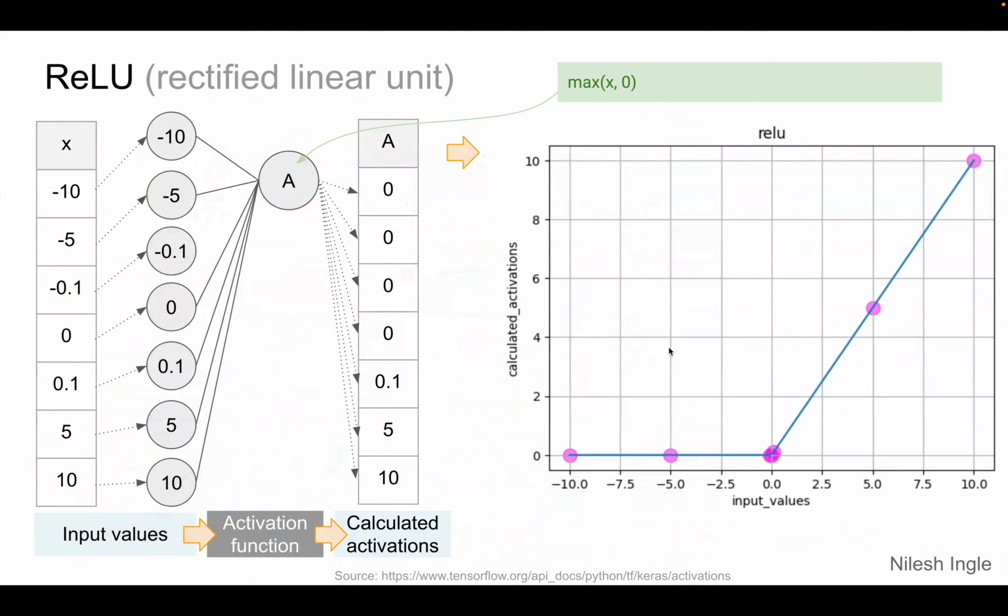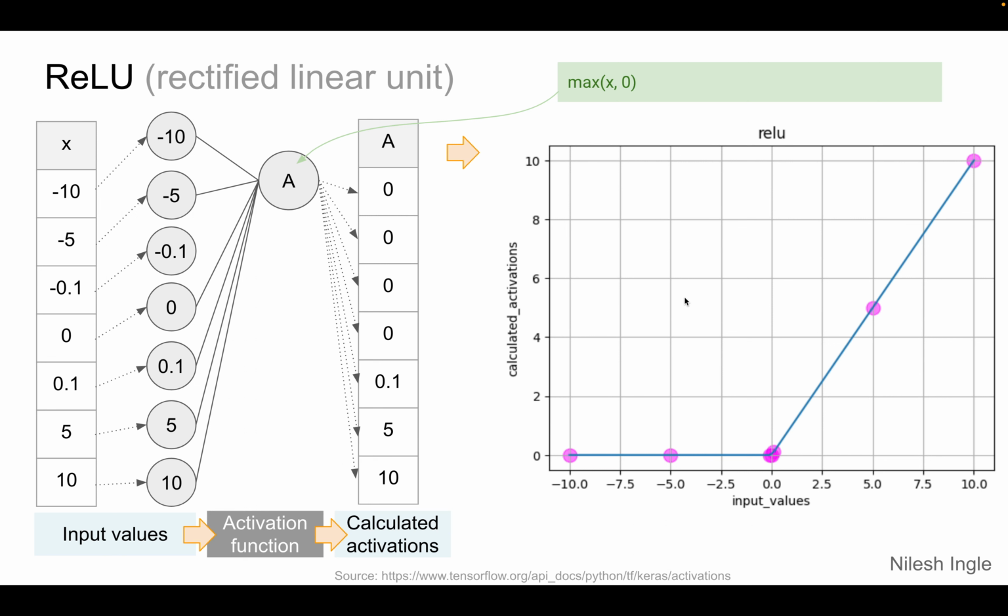Let's now look at the ReLU activation function, which is the rectified linear units. On the left hand side, we have the input values x that go from -10 to +10. These are the inputs to the neuron A, which in this case is using the ReLU activation function shown up top in the green box. The calculated value from this activation function is shown in the column A, where we can see that all the negative values are set to 0 and the positive values remain as is.